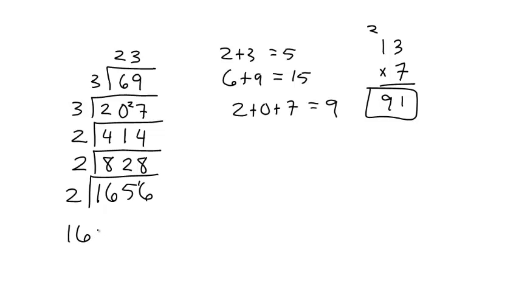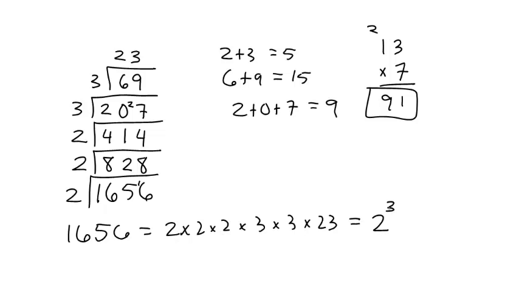We figured out 1,656 is 3 2's, 2 3's, and a 23. Well, okay, 2 times 2 times 2 times 3 times 3 times 23. That is the prime factorization. The cute way of doing that for people who don't want to have to keep multiplying is 3 2's is 2 cubed, the exponent. 3 times 3 is 3 squared, and a 23. So this is the fingerprint of 1,656. It's 3 2s, 2 3s, and a 23.